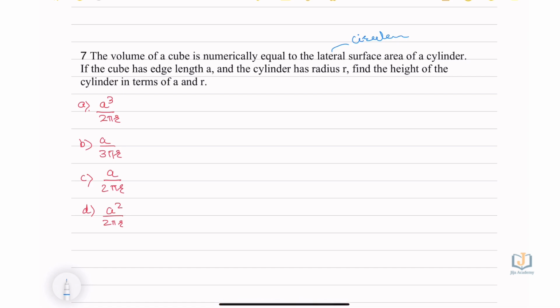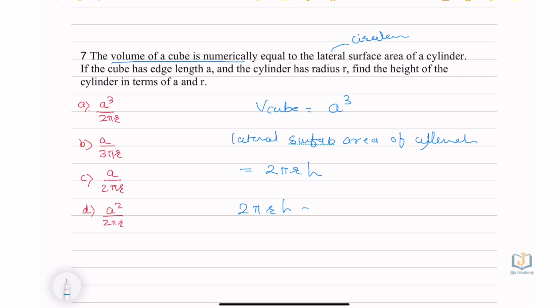So what is the volume of the cube? Now the volume of the cube is equal to A³, and lateral surface area means circular surface area. The lateral surface area of the cylinder is equal to 2πrh. So 2πrh is equal to A³. So h is equal to A³ upon 2πr. So option A is the correct answer.